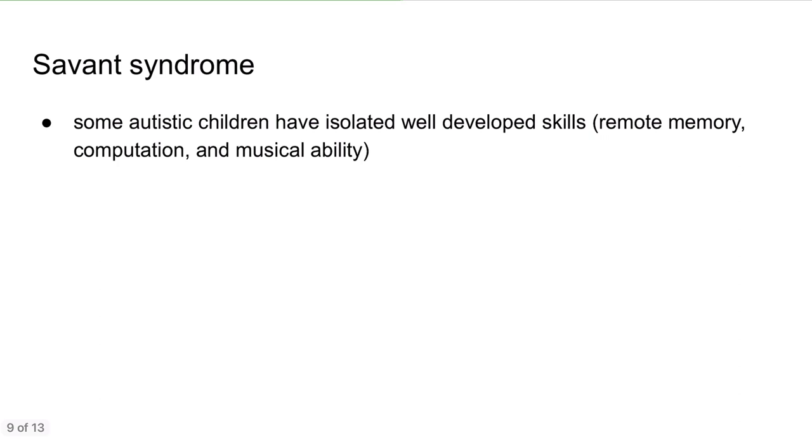Differential diagnoses are seizure disorder, tuberous sclerosis, and Fragile X syndrome. Savant syndrome: some autistic children have isolated, well-developed skills such as very good remote memory, computation, and musical ability.